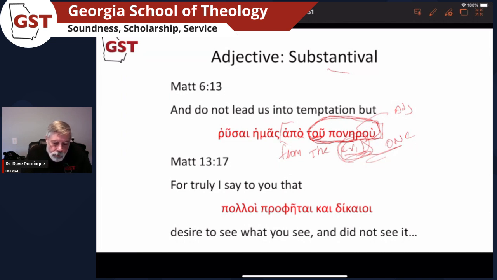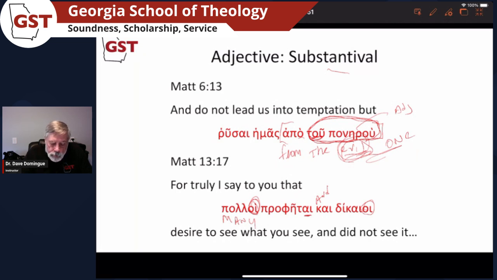In Matthew 13, verse 17, also again substantively, for truly I say to you that polloi prophetai kai dikaioi, many prophets and righteous ones, desired to see what you see and did not see it. So many, and there you should be able to recognize, there's our nominative plural ending, prophetai, from prophets, prophetes. There's our nominative plural ending in the feminine, and you should know that one by heart. Dikaioi, look at that, masculine nominative plural ending.